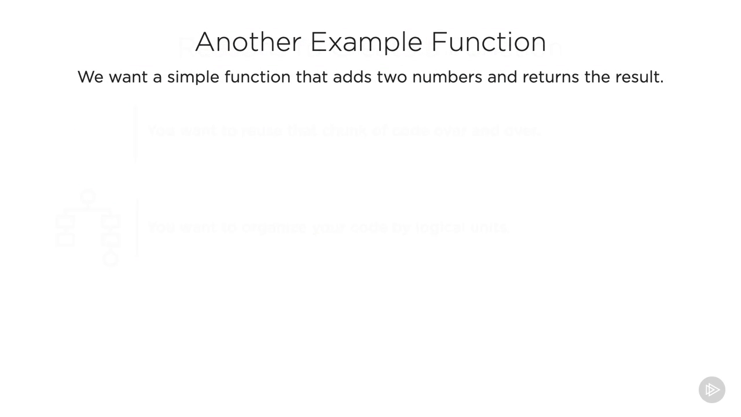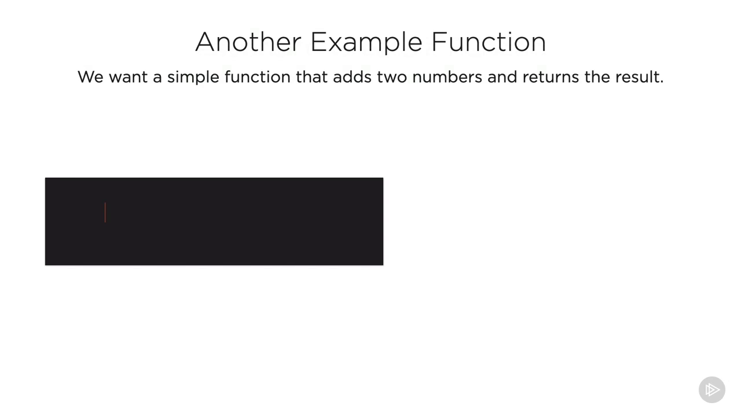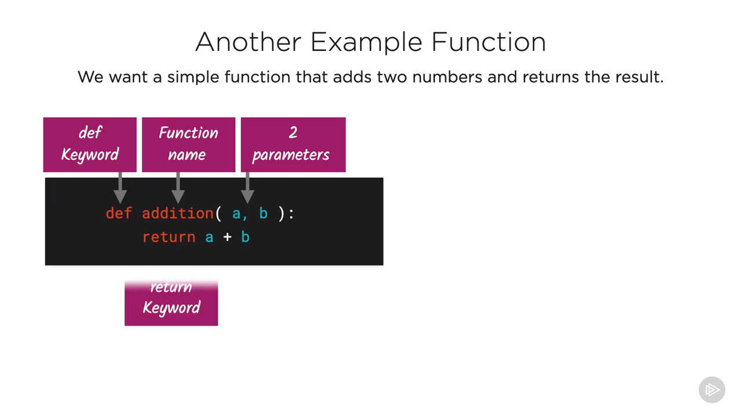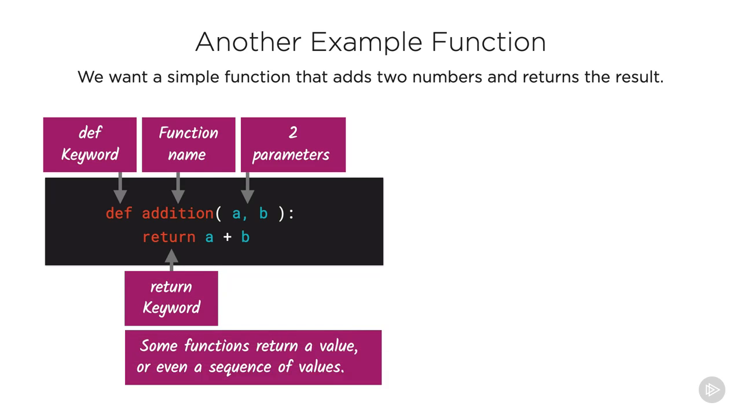Let's look at another example function that returns a value. We want a simple function that adds two numbers and returns the result. Again, we have the def keyword, the function name addition, and the two parameters a and b that we want to add. Then the function returns the number result of a plus b. The return keyword is used to return a value or even a sequence of values from a function.